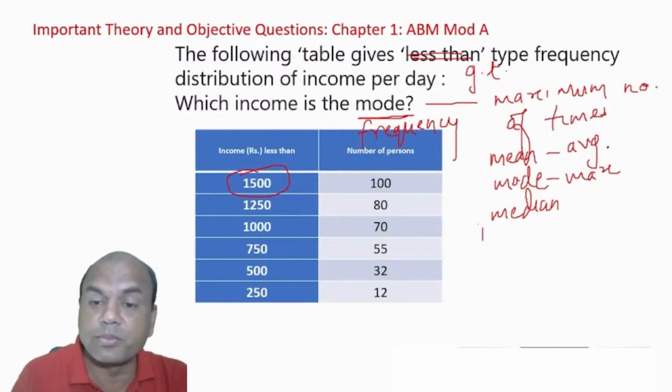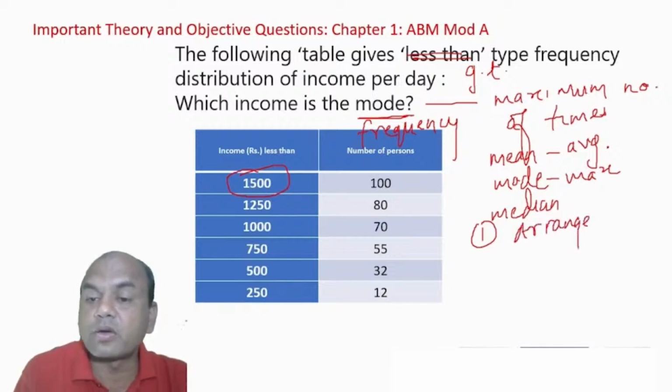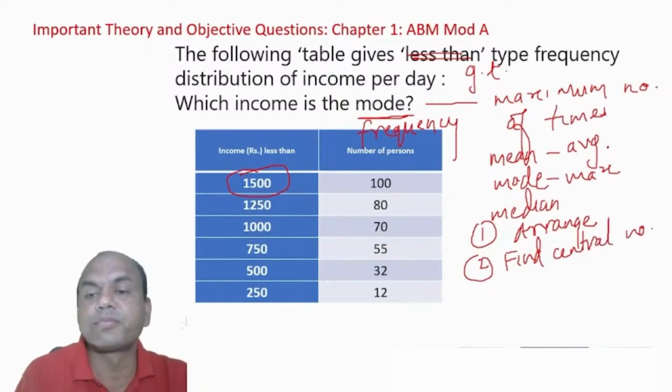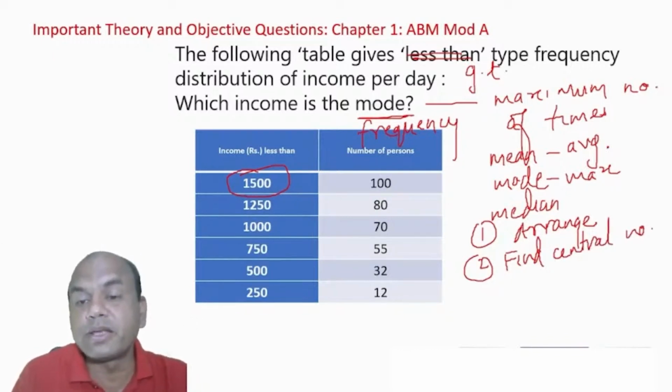There are two steps to median. First, arrange them in serial order. Okay. And then find the central number. Find the central number. Okay. So this is known as median.